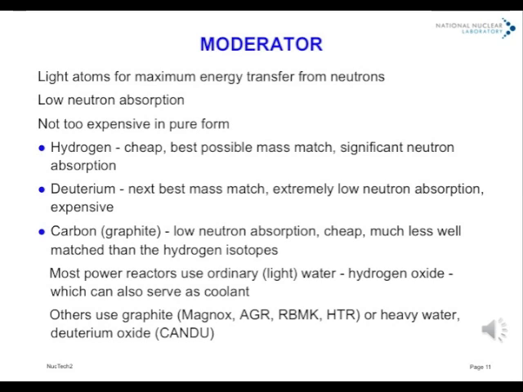Carbon is cheap and again has very low neutron absorption, but a much poorer mass match. For that reason, many more collisions are needed to bring down the neutron energy, taking long flight paths, so that the core is necessarily large physically. Most commercial reactors now use ordinary light water as both moderator and coolant.